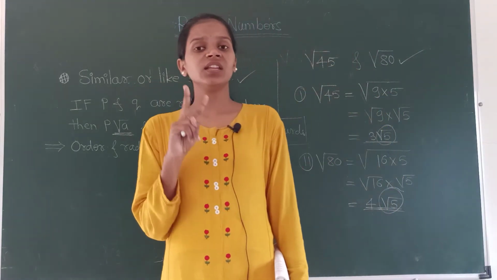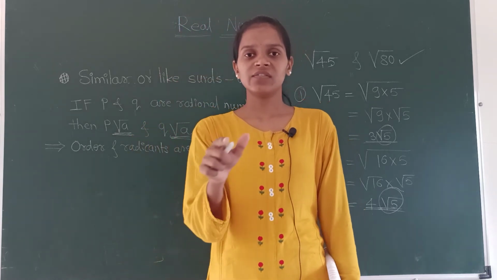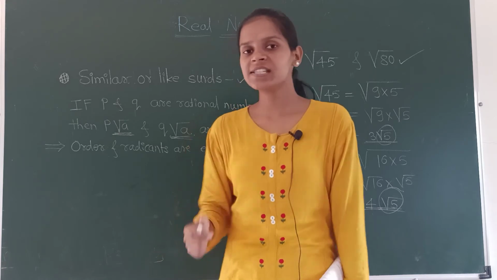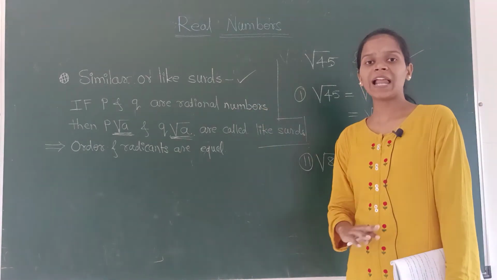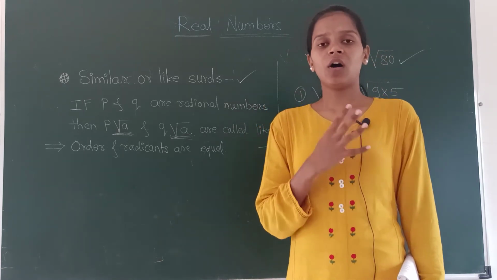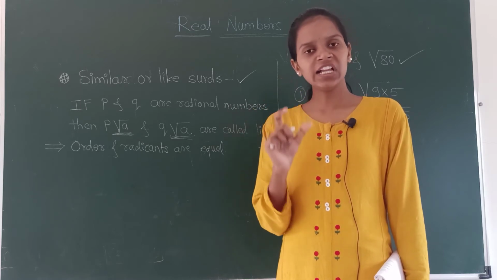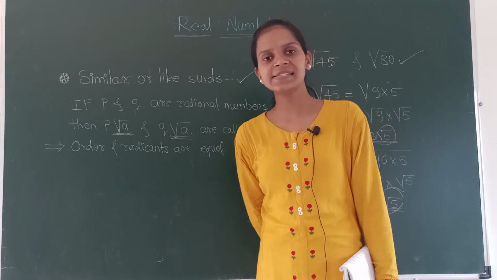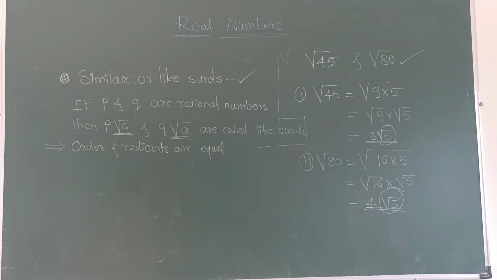Today we have seen two new concepts of your chapter. First one is the simplification of surds, how to simplify surds. And then similar or like surds. Two surds are said to be similar or like when the order and the radicand of those two surds are equal. Now, next we will see the next point, that is comparison of surds.